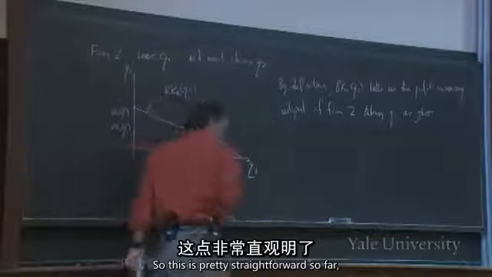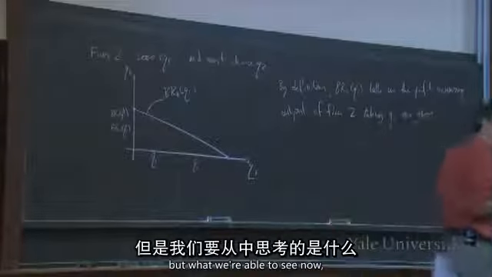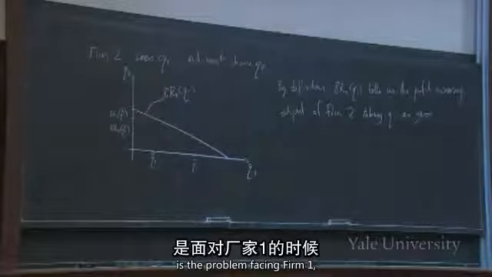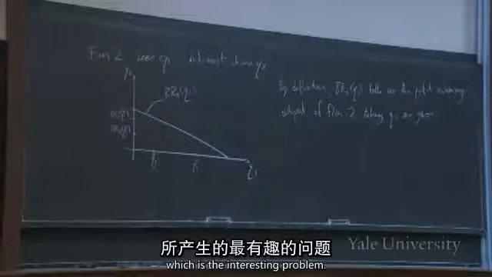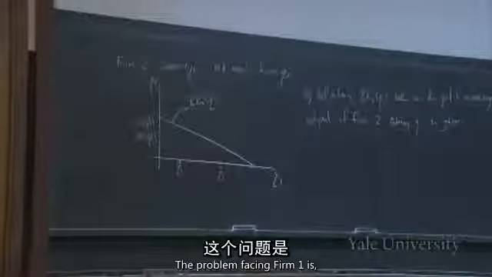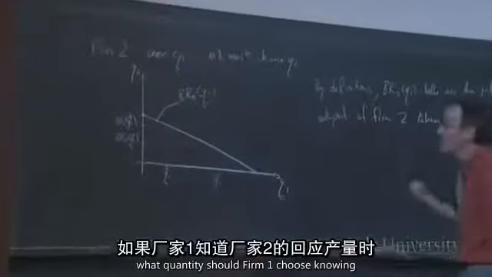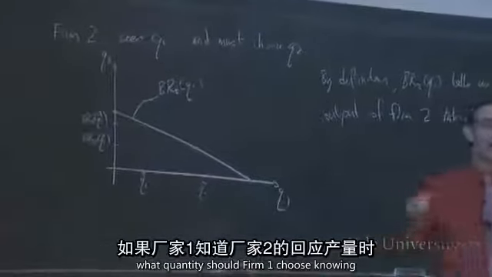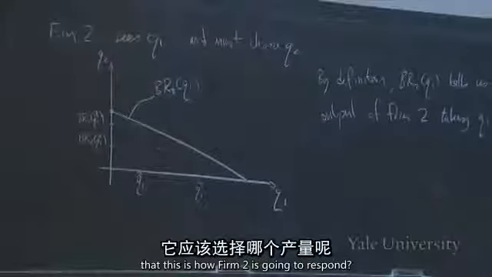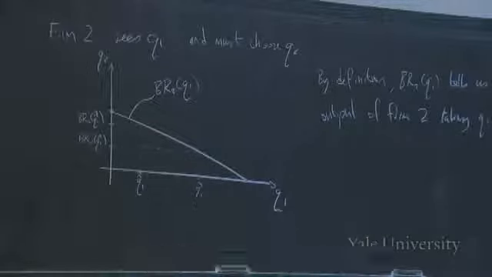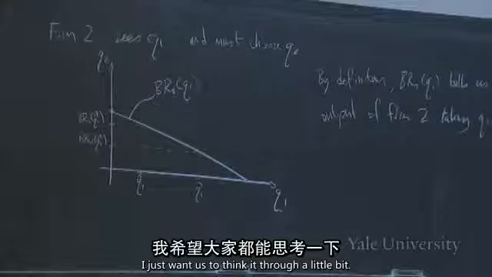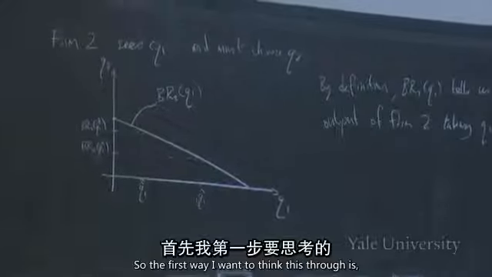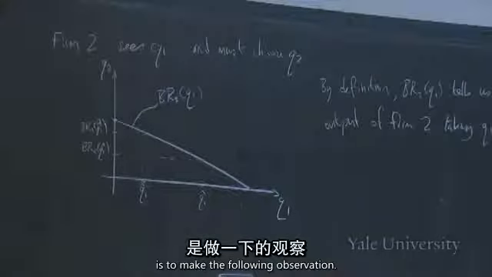All right, so this is pretty straightforward so far, but what we're able to see now is the problem facing firm 1, which is the interesting problem. The problem facing firm 1 is, what quantity should firm 1 choose, knowing that this is how firm 2 is going to respond? Right? And before we solve this out mathematically, I just want us to think it through a little bit. So the first way I want to think this through is to make the following observation.